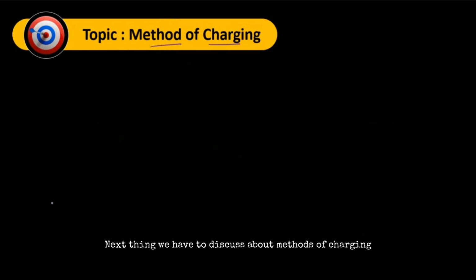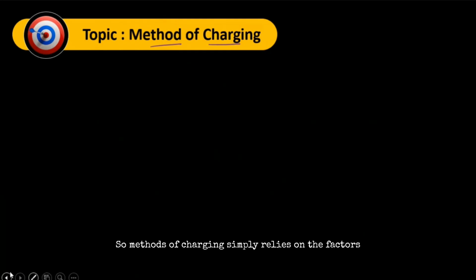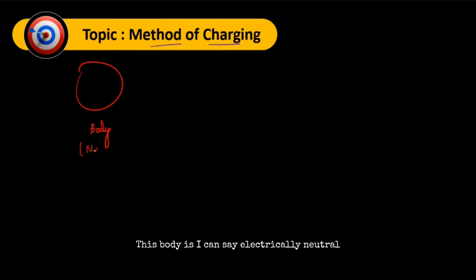Next thing we have to discuss is methods of charging. Methods of charging simply relies on the various ways through which we can charge a conductor. Suppose there is a body, and this body is electrically neutral. Now just think and answer this question. If I'm saying that this body is electrically neutral, does it mean that the charge of the body is zero, or is it something else? Think about it and tell me.